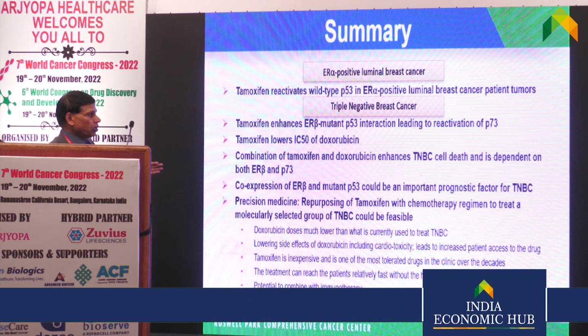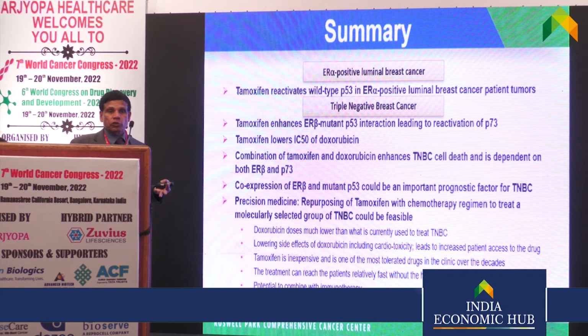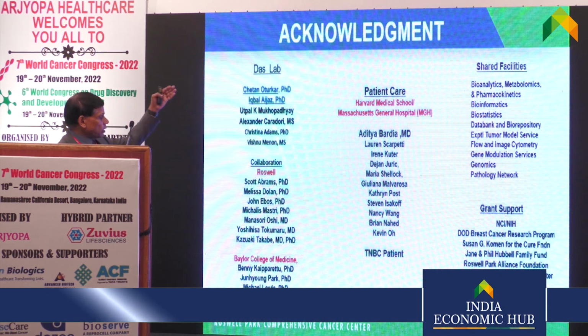Tamoxifen is inexpensive, and the treatment can reach patients relatively fast because it is repurposing, with potential to combine with immunotherapy also. So based on that one patient case, as a scientist, I cannot say that one patient is big, but in the clinic they say that it is big. So we are now starting a clinical trial on a larger number of patients between Roswell Park, Harvard MGH, and the University of Rochester.